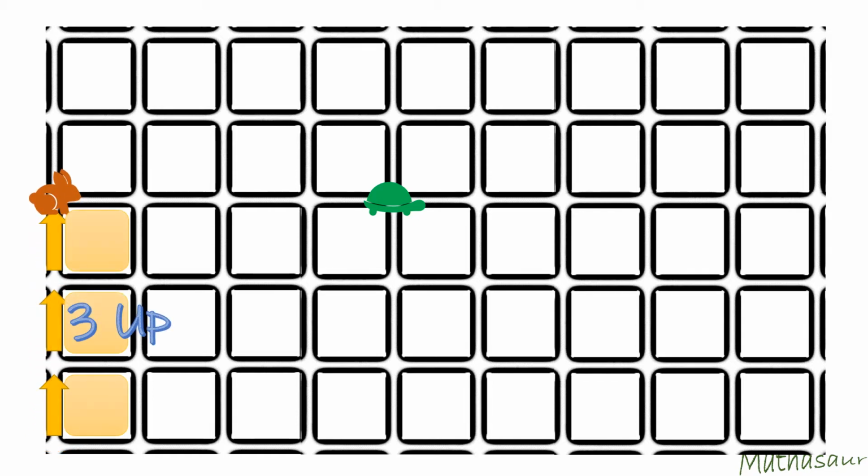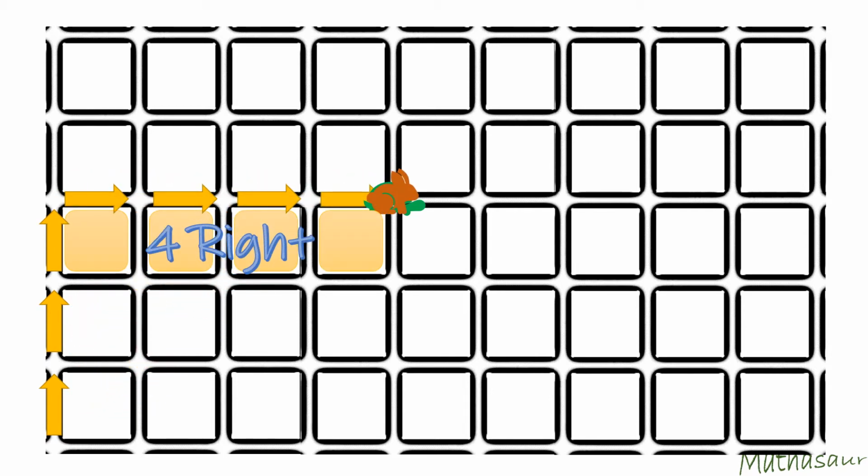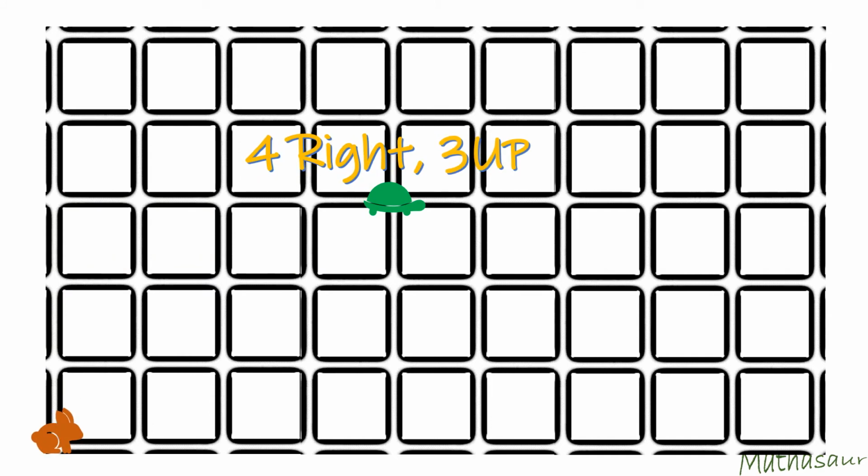He could go 3 up and 4 right. Do you see that although the path has changed, the steps are the same? In both cases, he is taking 4 rights and 3 ups. Let us shorten that. Instead of right, let us write R. And instead of up, let us write U. So, the hare has to go 4R, 3U in order to reach the tortoise.